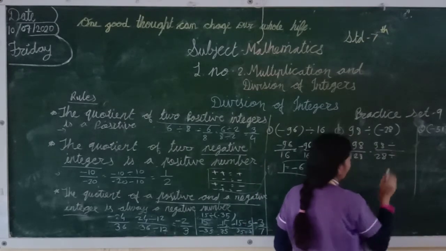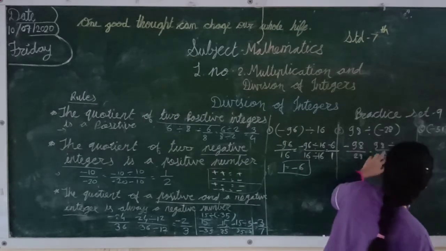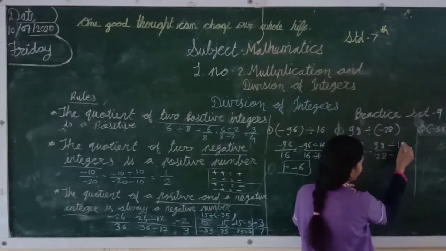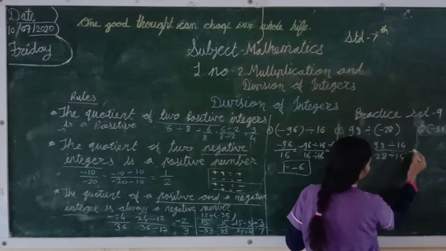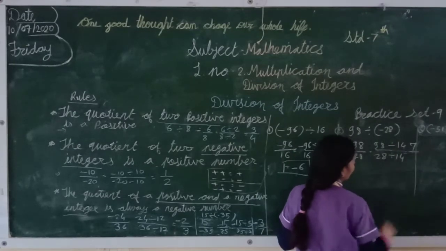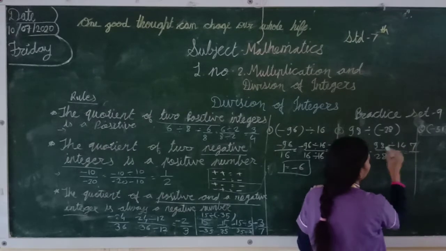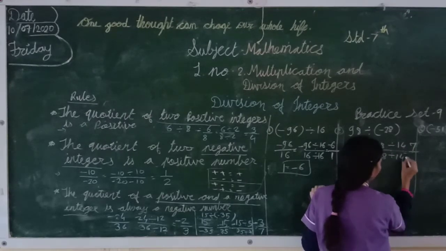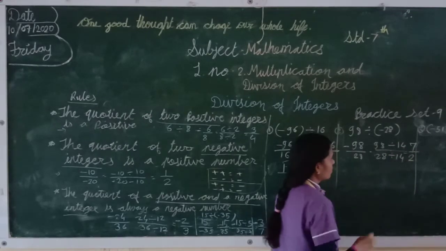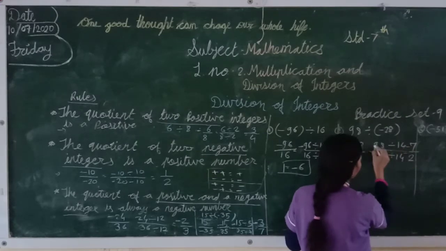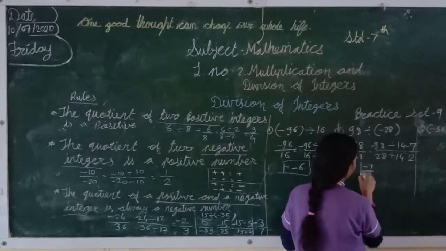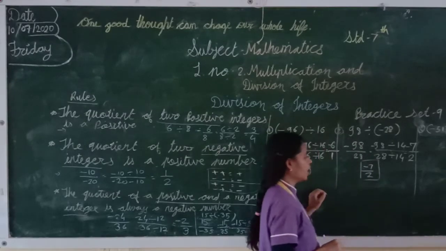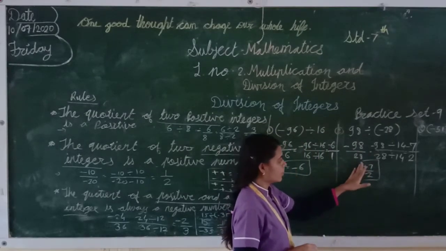If both numbers are in table 14, we divide by 14. 14 sevens are 98 and 14 twos are 28. This minus sign will come here. So our answer is minus 7 upon 2. I hope students you understood.